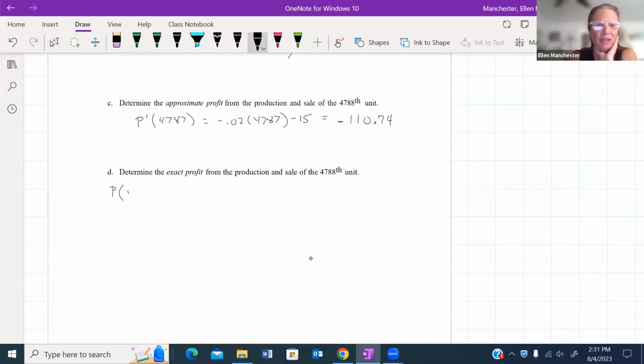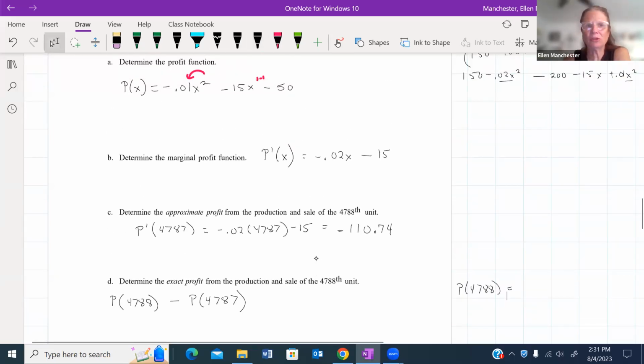Okay, exact profit. We're going to take the total profit at 47.88, and we're going to subtract the total profit at 47.87. Okay, that's exact. So come over here and remember, we are using the original profit function, not the derivative. So there's your profit function: 0.01 times 47.88 squared minus 15 times 47.88 minus 50.